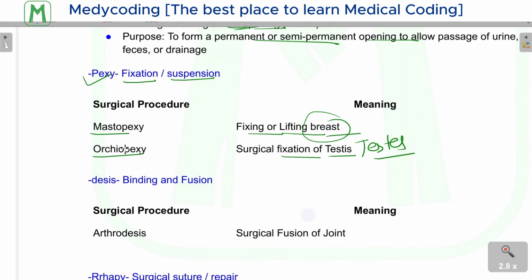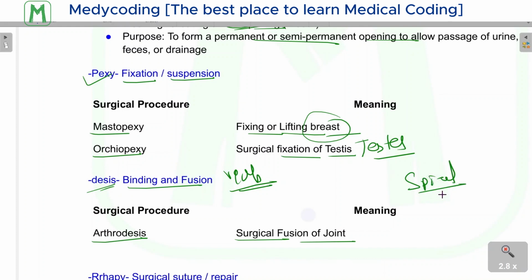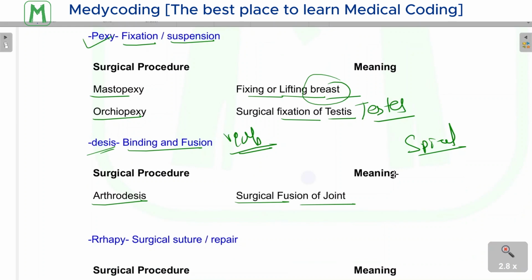Next suffix is desis. This is very important. Desis means fusion or binding. So arthrodesis means fusion of a joint. It can be any joint. Spinal arthrodesis is the fusion of a spinal joint. It is a very common spinal procedure.